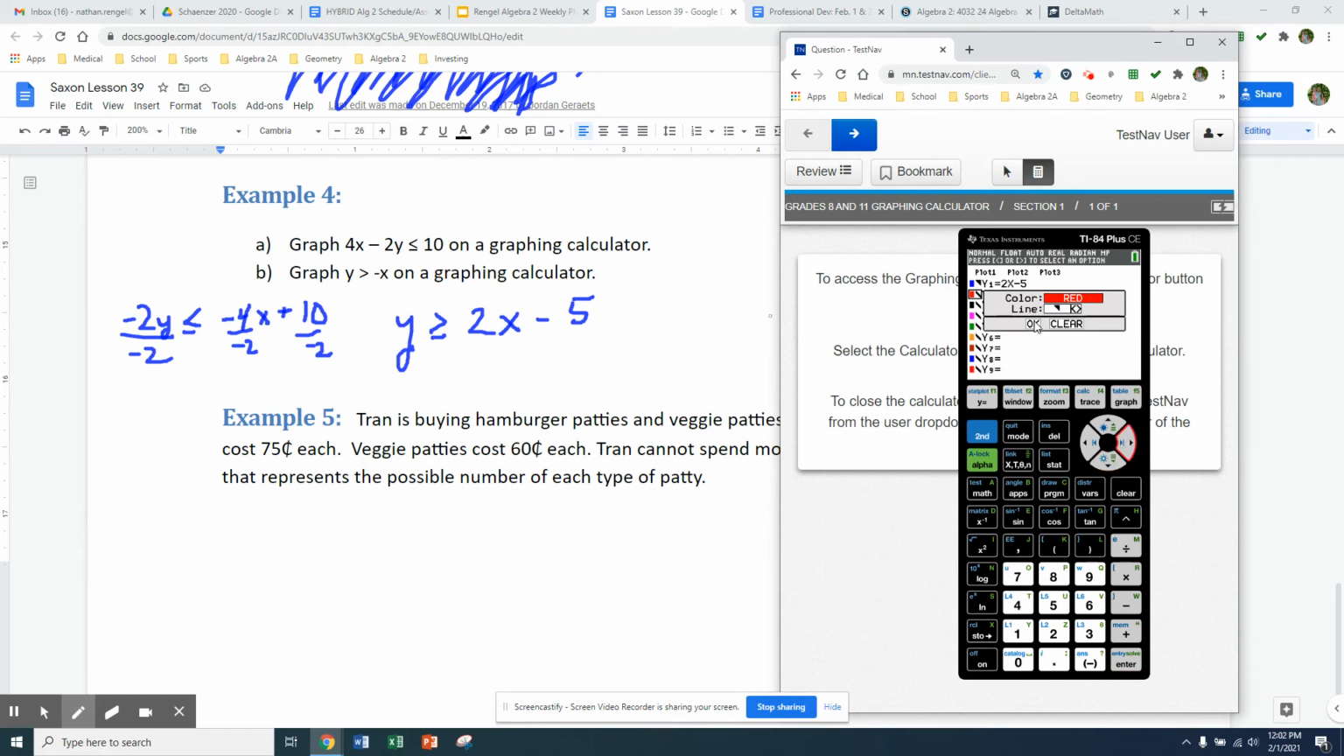Since it is greater than, I'm going to go above, go down to hit OK. And if you hit graph, it'll graph our second line. And eventually we'll start graphing more than one on our calculator at a time.